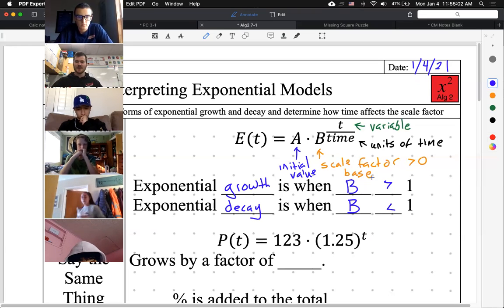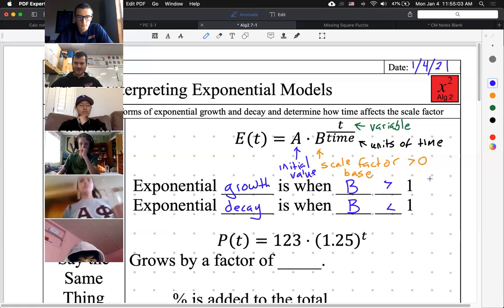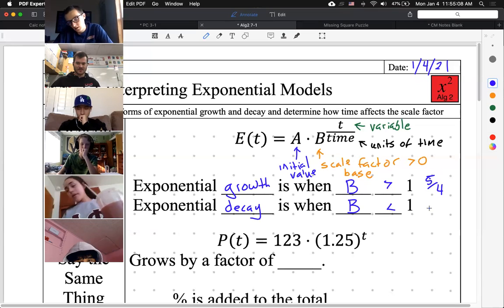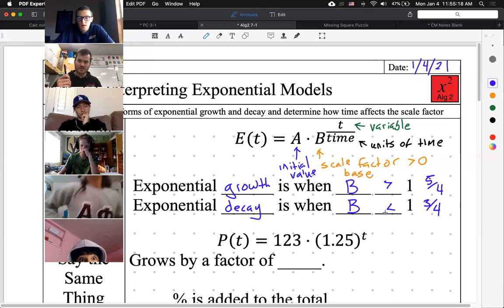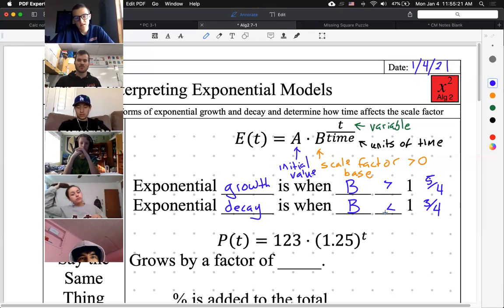But it could also be a fraction, right? Something that's greater than 1 could be like 5/4. That fraction is greater than 1. Or if I have the fraction 3/4, that would be a fraction that's less than 1. So it could be fraction form, it could be decimal form. You have to be comfortable with all these things. The main definition is: is your base bigger or less than 1?